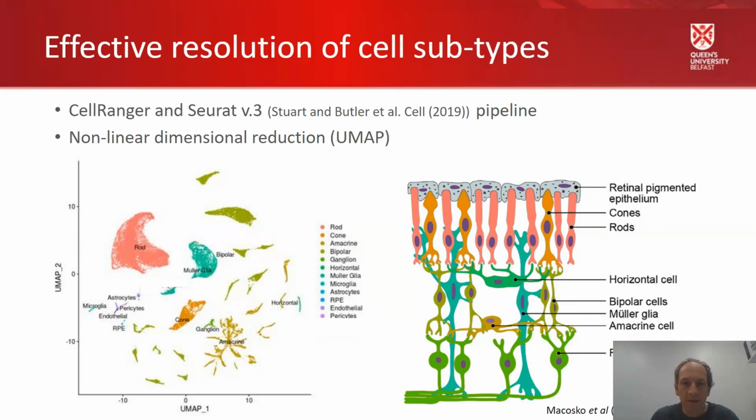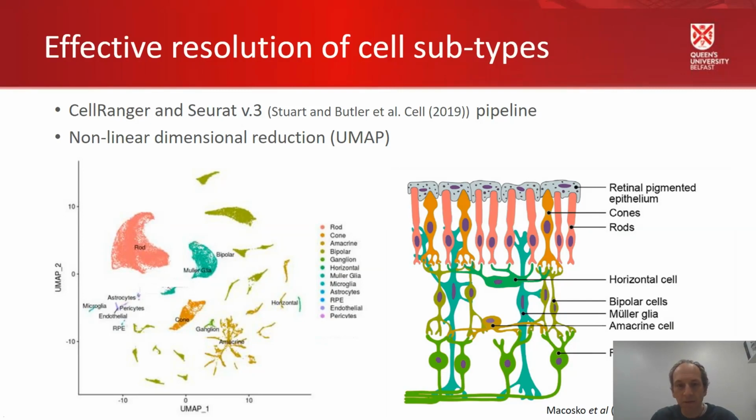So we analyzed the data using a standard Cell Ranger from 10x and Seurat version 3 pipeline with the normal quality control steps. And you can see from this UMAP image of the different cells, I should say we've approximately 10,000 cells here, and each dot in the UMAP is an individual cell that are clustered together according to similarity of their transcriptomes. And we've got quite nice separation of all the various cell types. So you can see in the cartoon diagram on the right-hand side what those different cell types are.